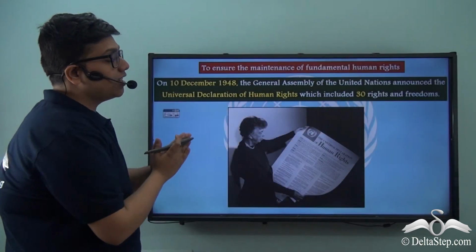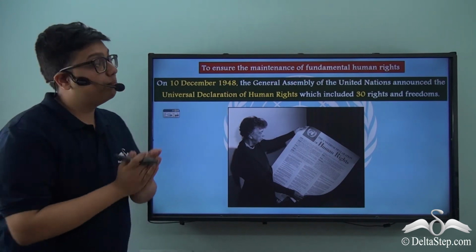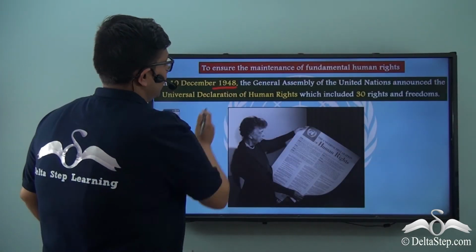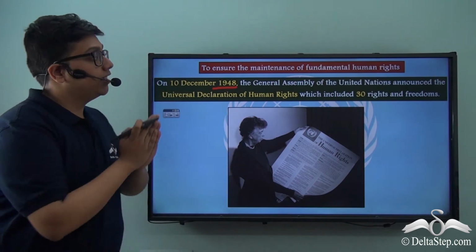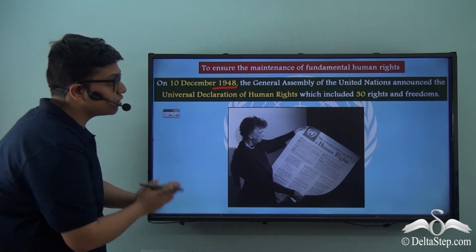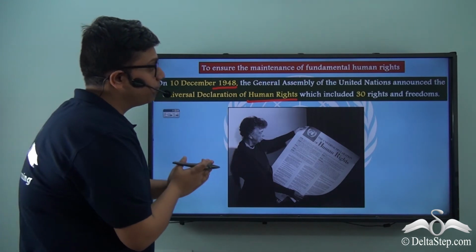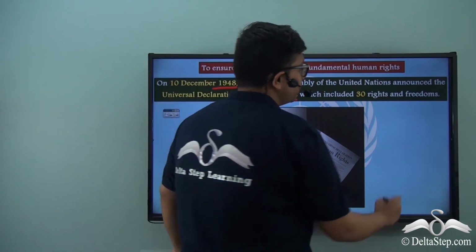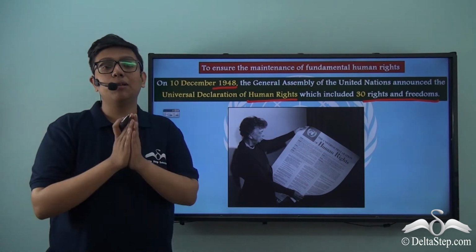The United Nations finally achieved this aim of creating a framework, a document for the maintenance of fundamental human rights on 10 December 1948, when the General Assembly, the legislative organ of the United Nations, announced the Universal Declaration of Human Rights, which is often called the UDHR. This was a document which enshrined 30 important rights and freedoms that are available to us all, as they are the fundamental human rights and freedoms.